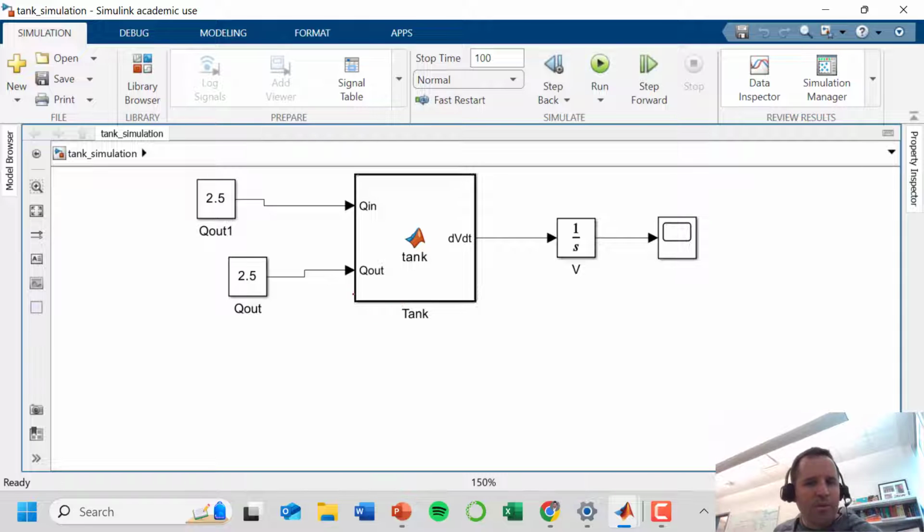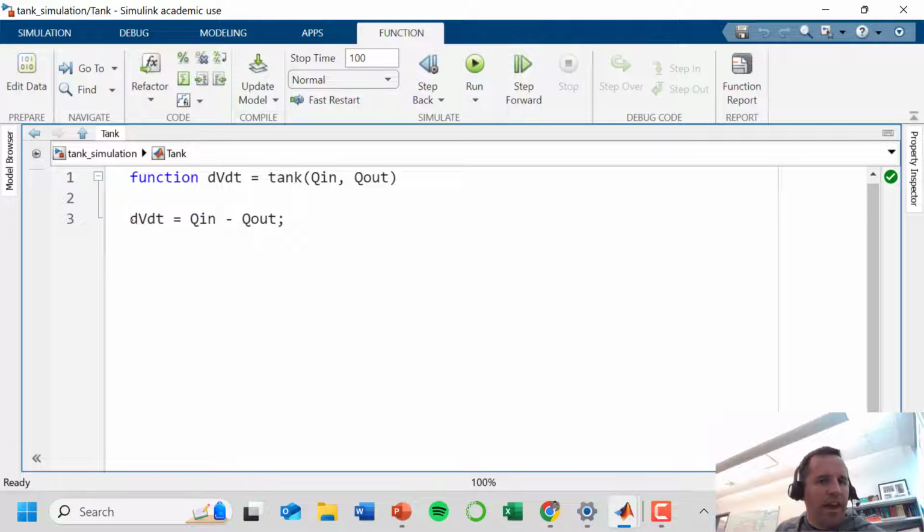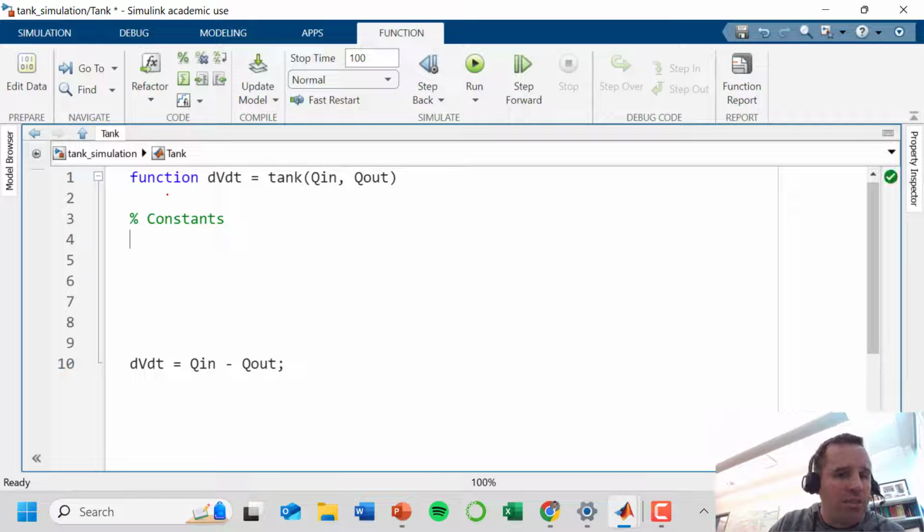Last time we were left with this model that just had that simple differential equation that dv dt equals Q in minus Q out. So let's give it some more information. When we use a percent sign here in MATLAB or Simulink, that lets us add comments into our code. Whatever comes after the percent sign does not impact the code whatsoever, but it allows us to give ourselves little comments to help with better organization.